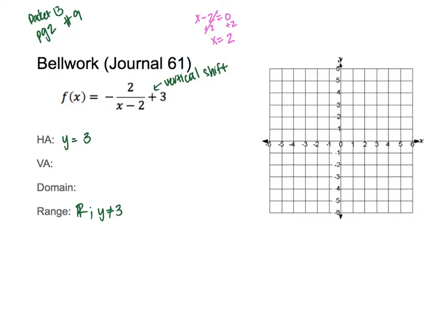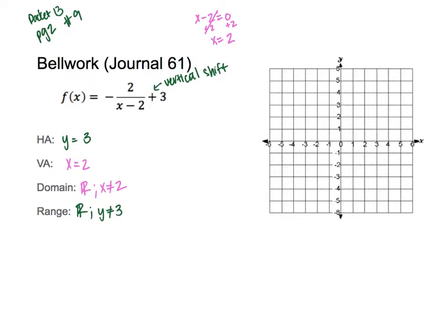If I said negative 2 a moment ago, I am so sorry. I meant to say positive 2. X equals positive 2, and then my domain is all real numbers except when x is equal to 2. So I'm going to say x is not equal to 2 for the domain.